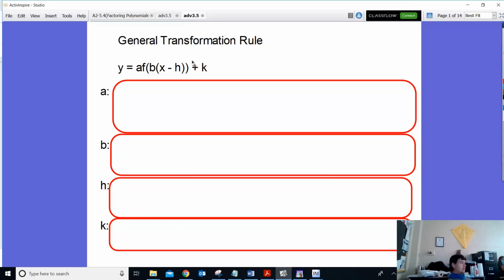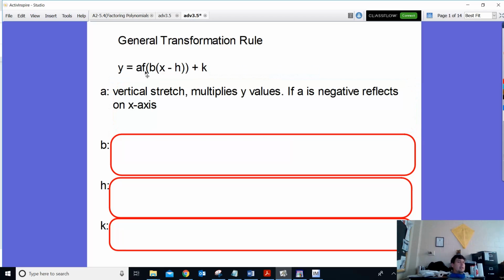Are h and k familiar to you? How about the a up front? Yes, no? You've used it before. I promise you have. Anyways, these little blocks here. a is what we call a vertical stretch. It multiplies y values because it's stretching things vertically. If it's negative, you reflect on the x-axis.